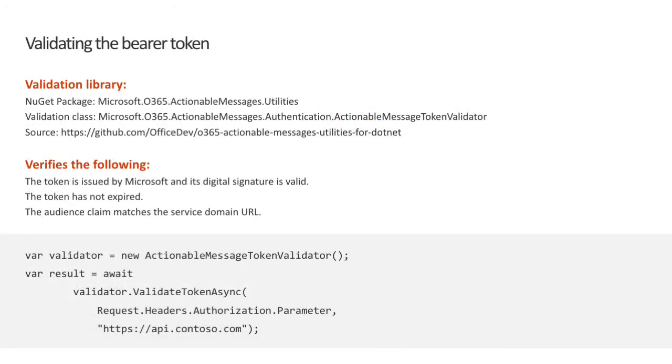Now, Office 365 will call your configured URL and pass an authentication header with a value of bearer plus a signed encoded token. Your web API can inspect the bearer token and use the Microsoft.O365.ActionableMessages.Utilities NuGet package. There's a function called ValidateTokenAsync, and what it will do is first verify that the token was issued by Microsoft and that its digital signature is valid. It's also going to verify the token is not expired, and that the audience claim matches the service domain URL that you specify.